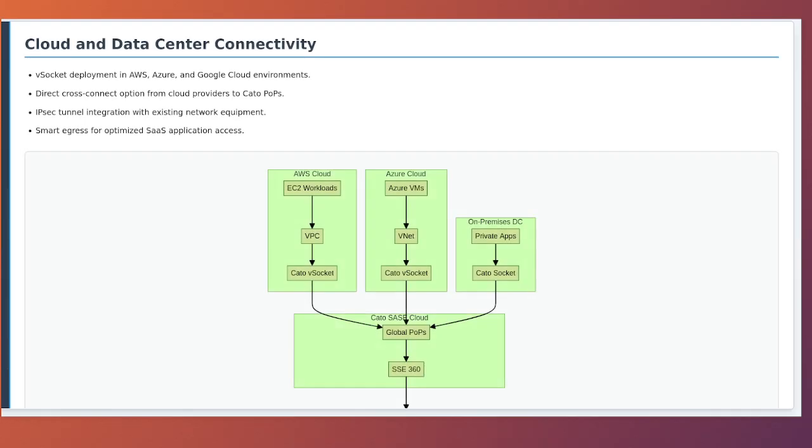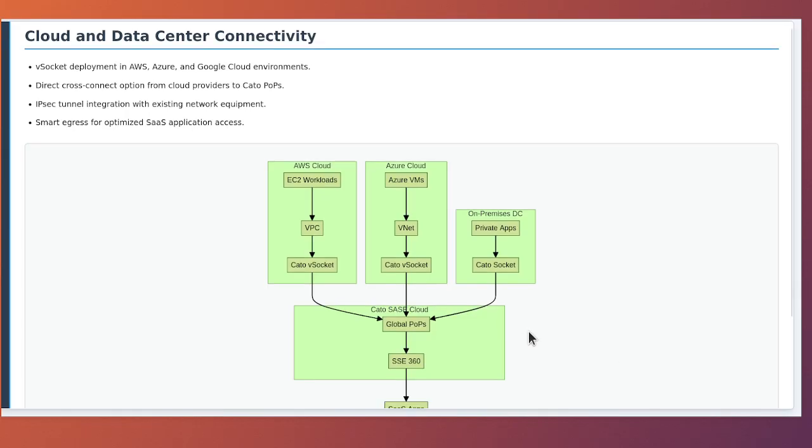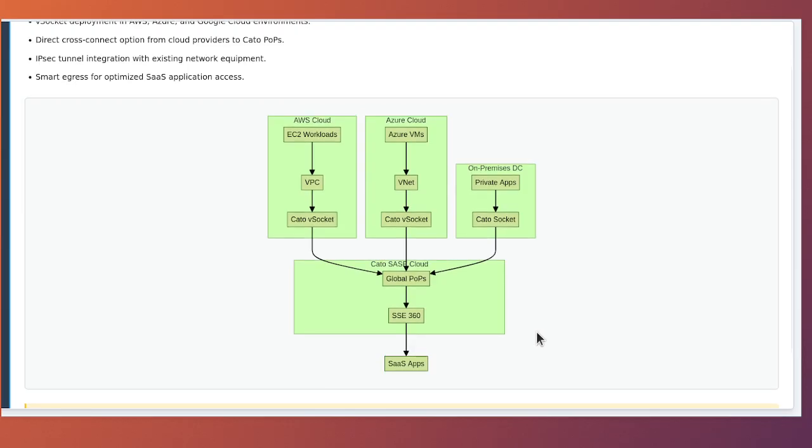Cloud and data center connectivity. Let me explain the options for connecting cloud environments and data centers to the Cato SASE platform. Modern enterprises typically have a mix of on-premises data centers and cloud workloads, and Cato provides multiple integration methods for each scenario. For cloud data centers in AWS, Azure, or Google Cloud, the primary option is deploying a Cato vSocket.